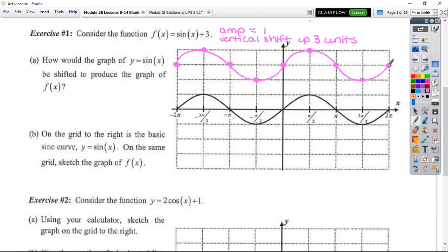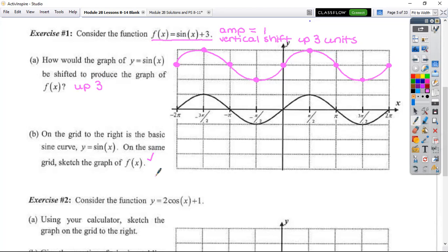All right, so here is my equation. I'm going to color coordinate it so I don't have to label it. And it asks you, how would the graph be produced? So what did we do here? We went up 3 units. I'm going to keep it short and simple. All right, so we sketched it. We're good to go here.